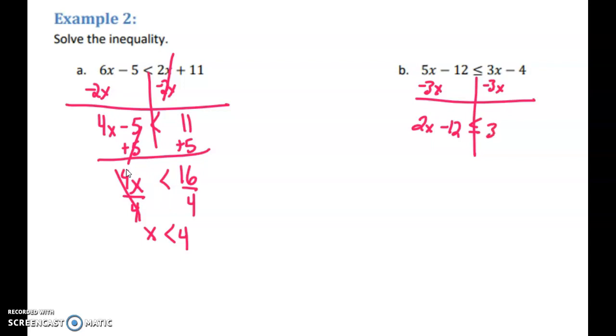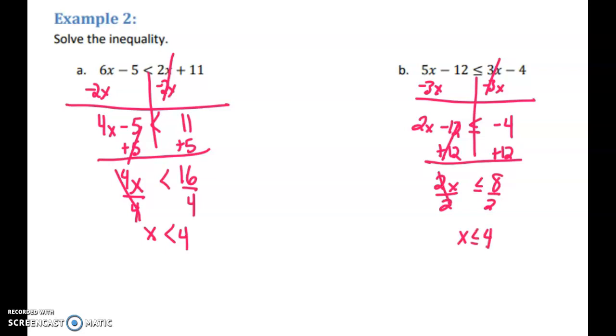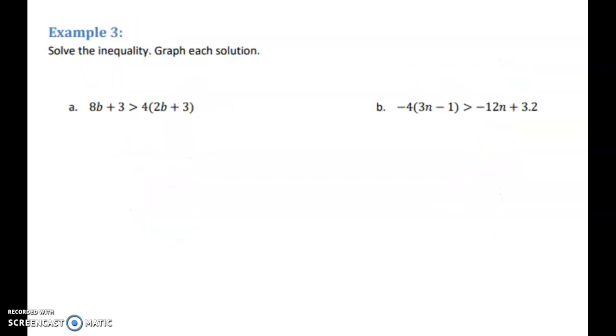The symbol hasn't changed. Oops, that 3x simplified out because 3x minus 3x is 0, but I still have a negative 4. So now I'm going to add 12. So I get 2x is less than or equal to negative 4 plus 12 is 8. Now I'm going to divide by 2. So x is less than or equal to 4. All right, let's look at example 3a.